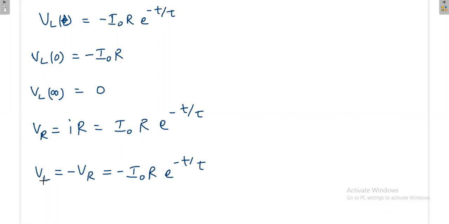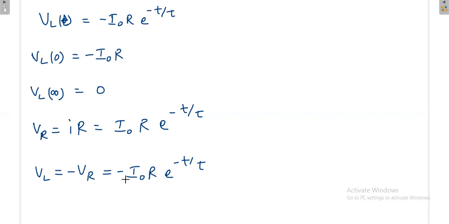We are calculating the same thing with some other method. So again VL is equal to minus VR, and that is equal to minus I naught R e power minus t by tau. Now from this, what is the understanding you are getting? So now what is actually happening if you see?